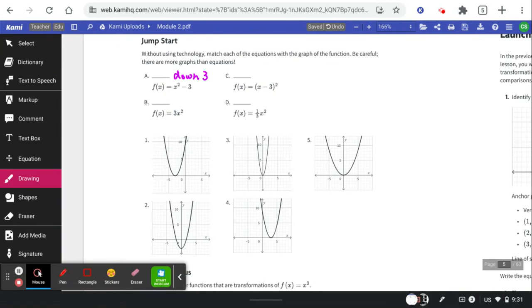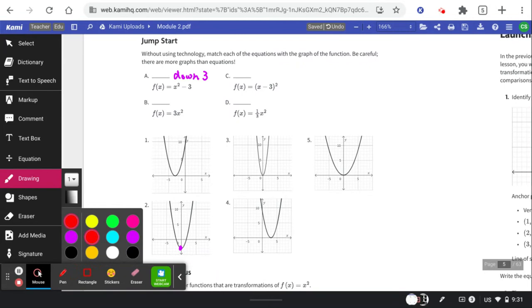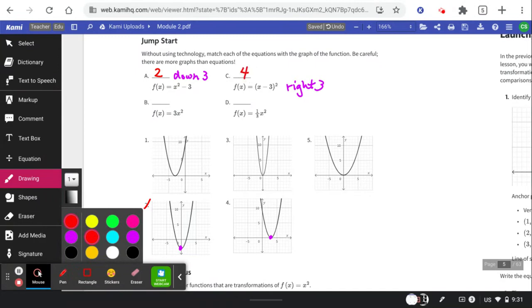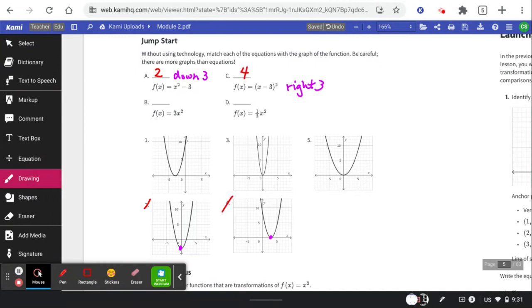So looking at these graphs, which one went down 3? Do you see that number 2 is the matching graph? Okay, next, here's an x minus 3 squared shift. So remember that x minus 3 is a shift right 3 of the vertex. So looking at which of these has a right 3 movement, do you see that it's this guy right here? So there's our matching. We used number 4.